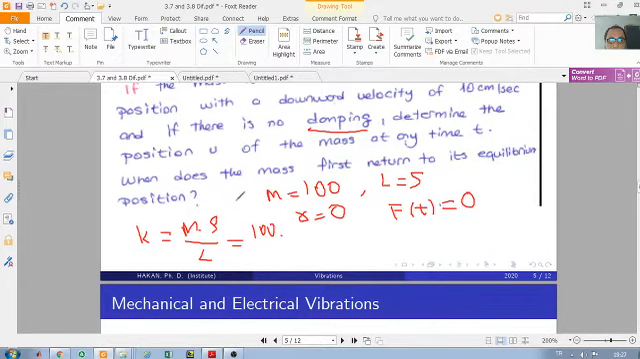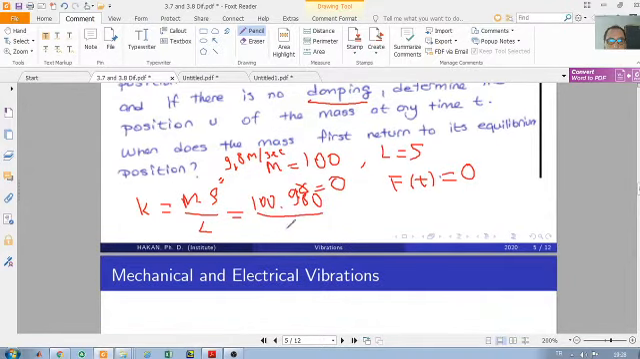Therefore, normally it is equal to 9.8 meters per second squared, I guess. So we should write 980 over 5 centimeters. Okay, 5 centimeters. So from here we obtain 19,600.